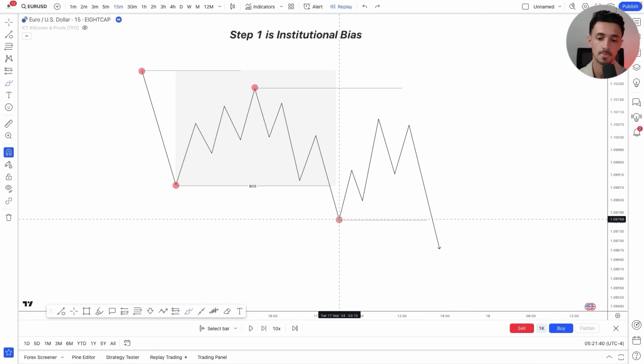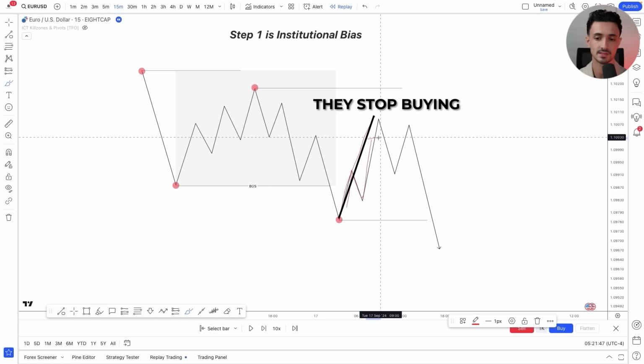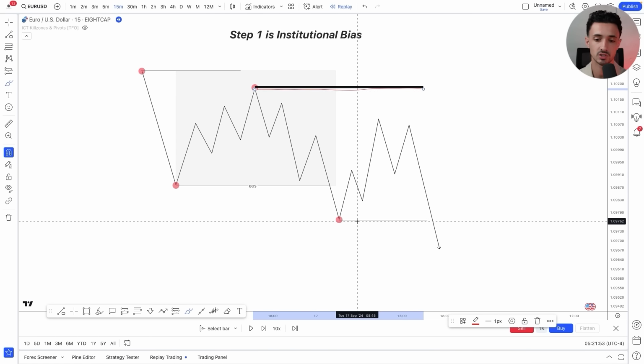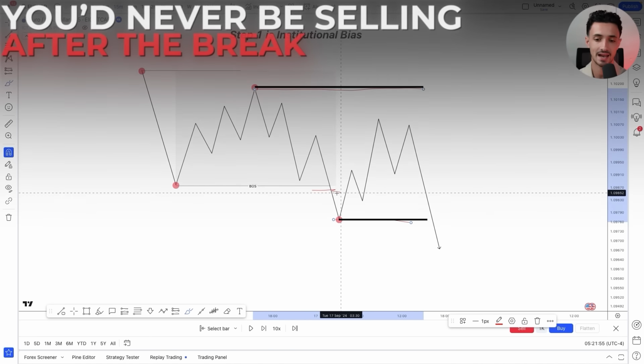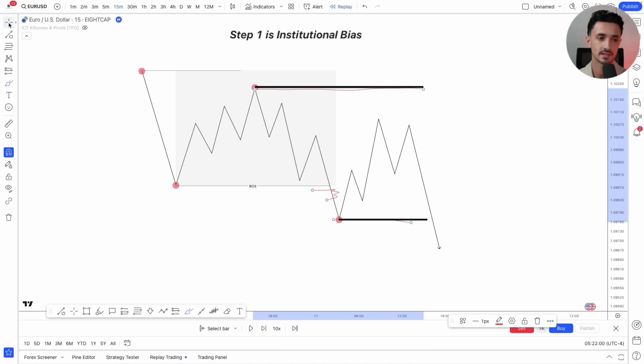So what happens is when price comes back up, a lot of traders, because they don't understand, then start buying. They see this impulsive price action, then they start buying. That's what they want you to do. You start buying, that is when they're getting ready to sell. By understanding this market structure principle, you'd never be selling after the break and you'd never be buying whilst we're bearish, right? It doesn't make any sense.